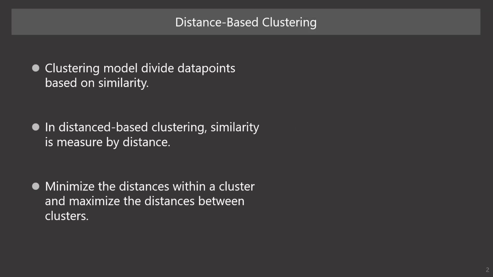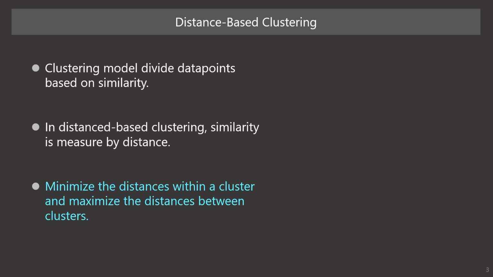Clustering algorithms divide data points by their similarities. In distance-based clustering, similarities are measured based on the distance between data points. Specifically, nearly located data points are regarded as similar, and far-away data points are regarded as dissimilar. So, in distance-based clustering, while nearly located data points are grouped into the same cluster, far-away data points are grouped into different clusters.